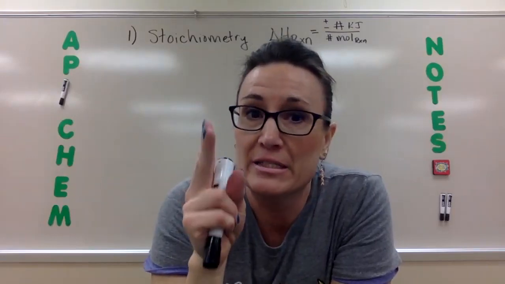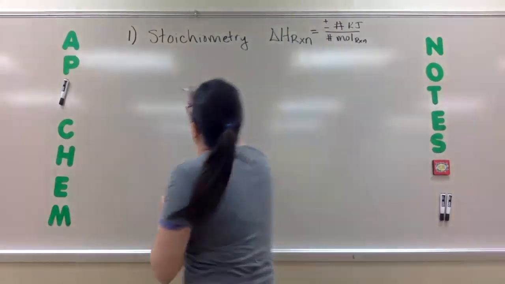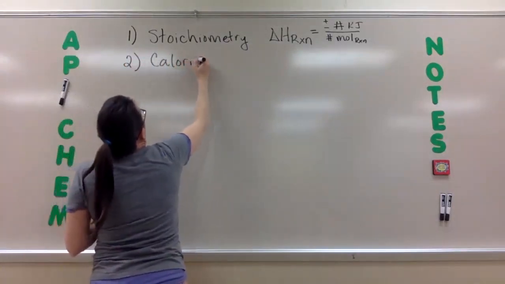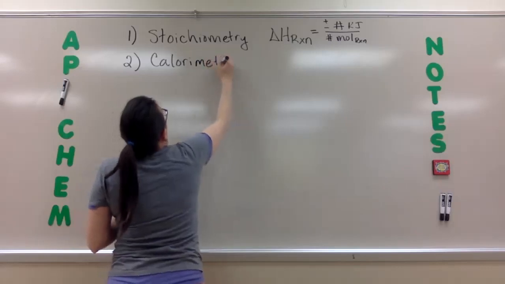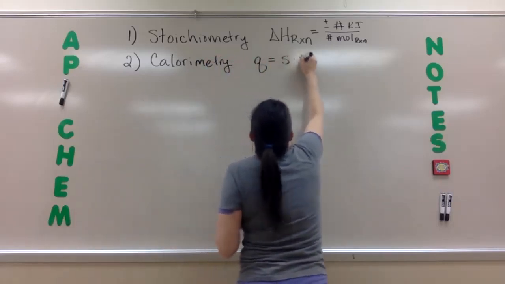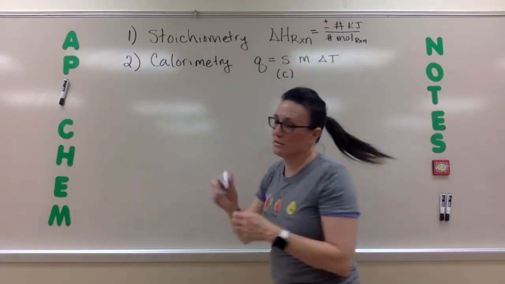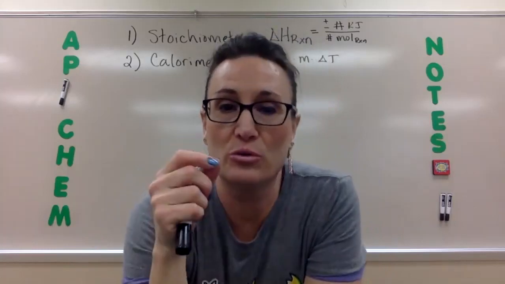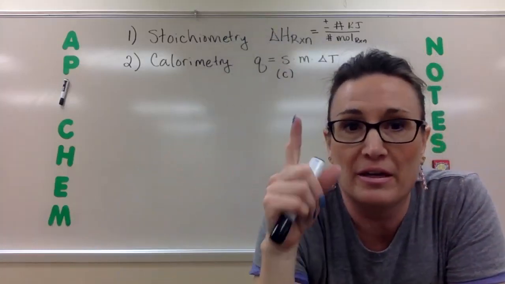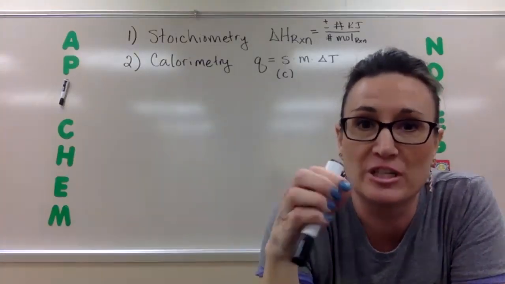All right. Second way, the most common way that we've learned, is calorimetry. And that's just Q equals S times M times delta T. They also might see C. So Q is just heat, and then S is heat capacity, or C, mass, and then change in temperature, okay?